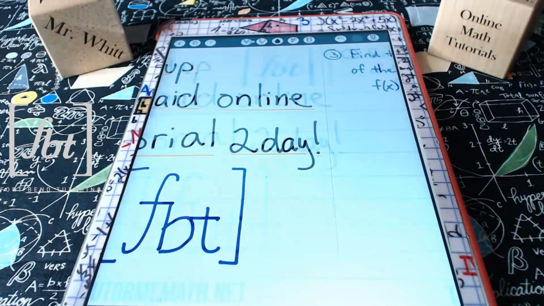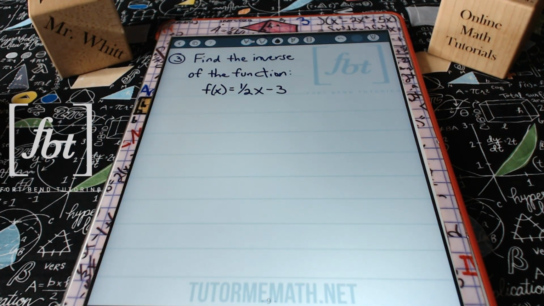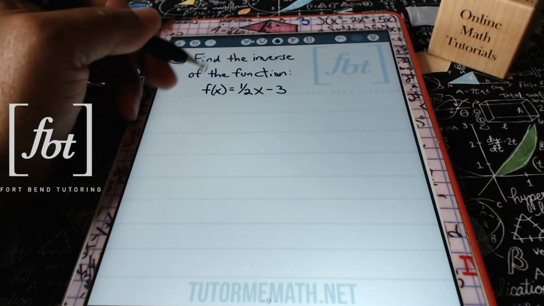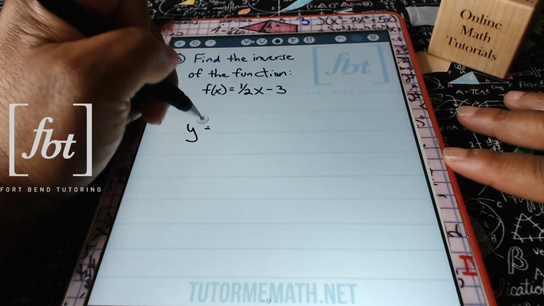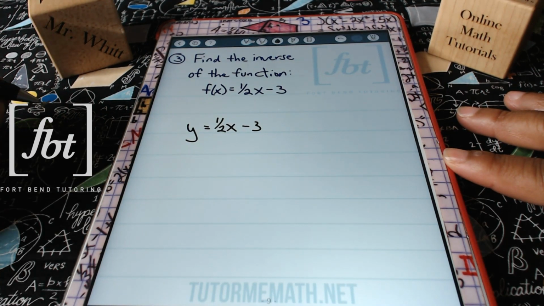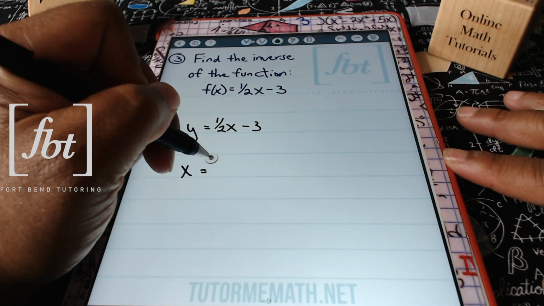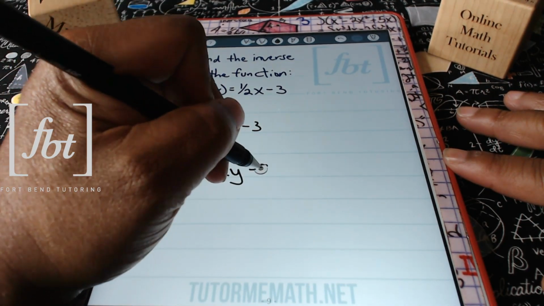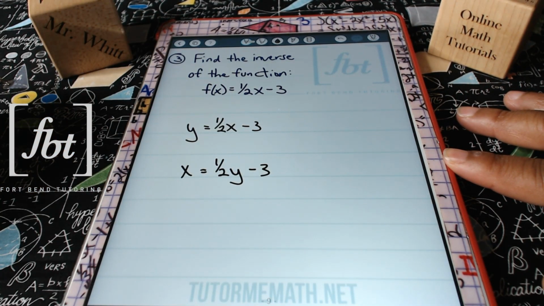Let's move on. In number 3, we're asked to find the inverse of the function. Well, there's a process for this, guys. The first thing you want to do is take the equation out of function notation. So you're going to rewrite this as y equals 1/2 x minus 3. Your next step is to switch the x and y variables. So we'll rewrite it again as x equals 1/2 y minus 3. Your final step, guys, is just going to be to solve for y.